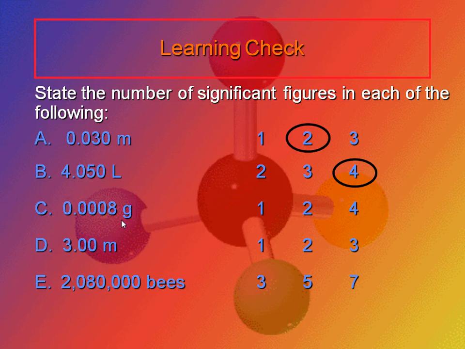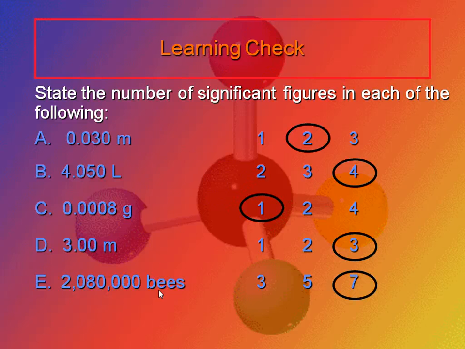On C, that's correct, only 1, because all of those are left side zeros. On D, all 3 are significant because we have right side zeros with a decimal. And this one's kind of tricky. On E, look at what we're looking at here. So if you guessed 7, that's correct because that is a counted number, not a measurement.